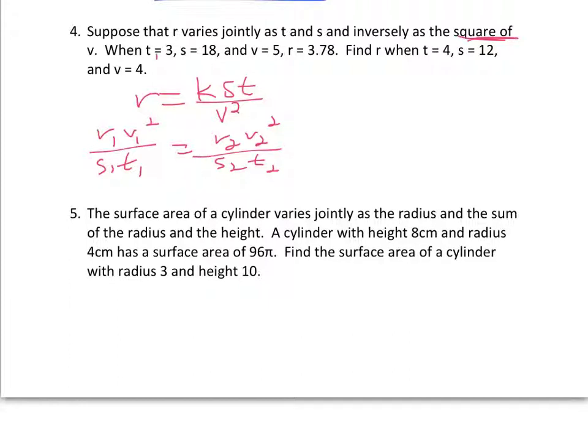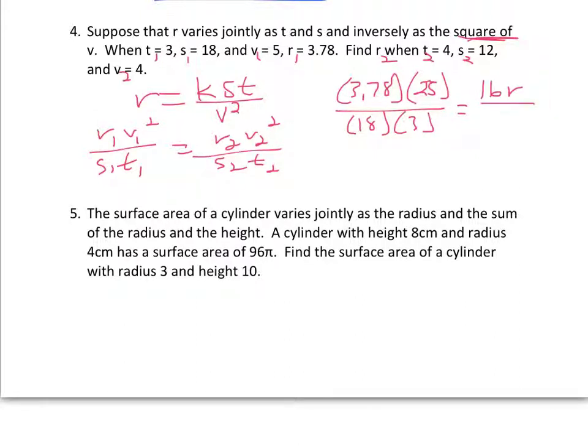Plug in everything we've got. We've got 1, 1, 1, 1, 2, 2, 2, 2, and we can plug all those in. So R1 is 3.78. V1 is 5, so V1 squared is 25. And S1 is 18. T1 is 3. R2 is what we're looking for. V2 is 4, so 4 squared is 16 over 12 times 4.